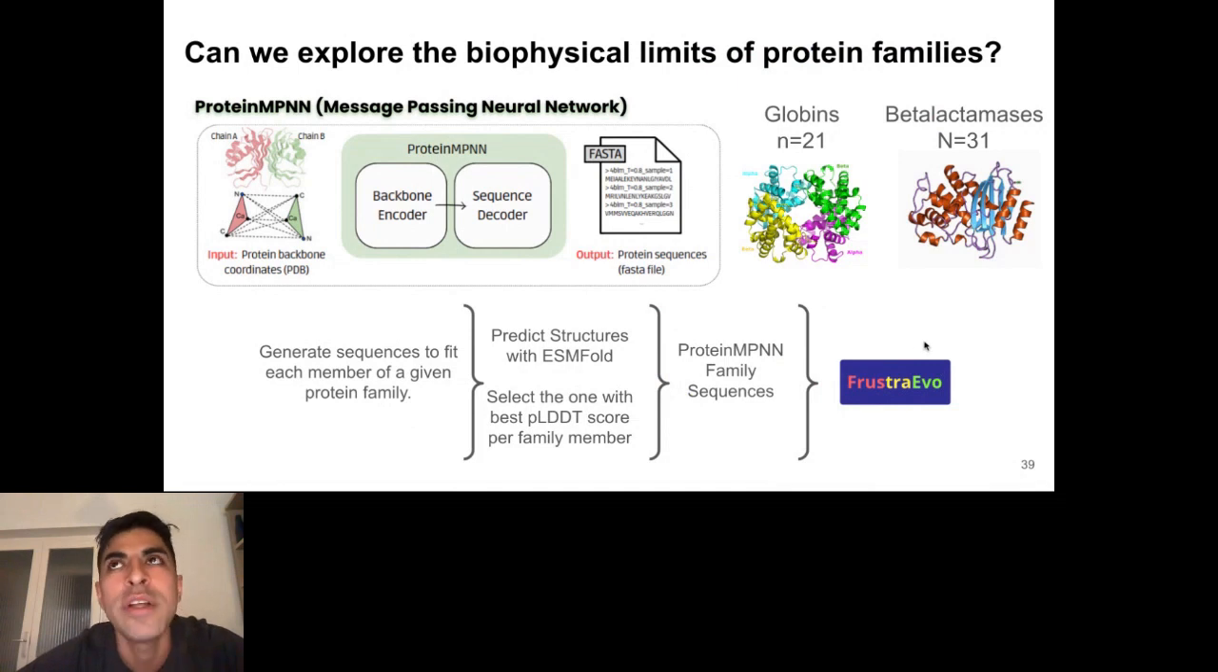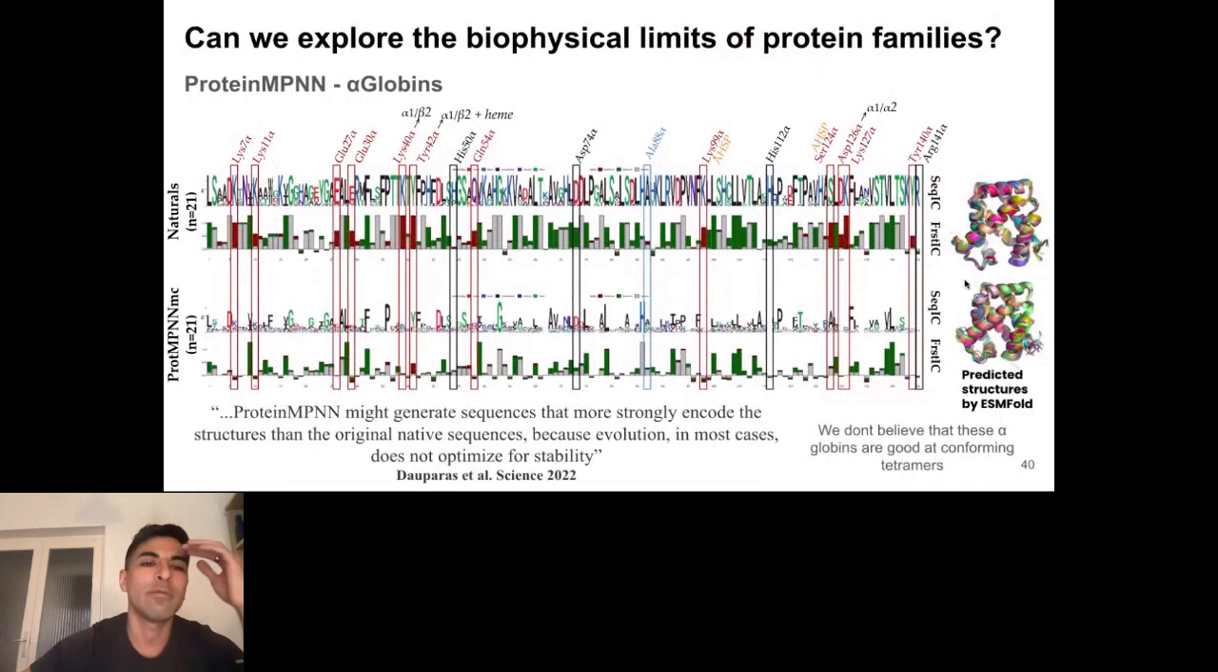Basically, we want to know which are the biophysical features of the sequences that this algorithm is generating. So what we found for alpha globins, if you remember, these are natural proteins that I showed before. Remember that the tall red bars here are functional positions that are important for protein-protein interactions, salt bridges, and interactions with the heme, for example. We observe that actually, when you do ProteinMPNN, the energetic signatures of these energetic sites are buffered out.